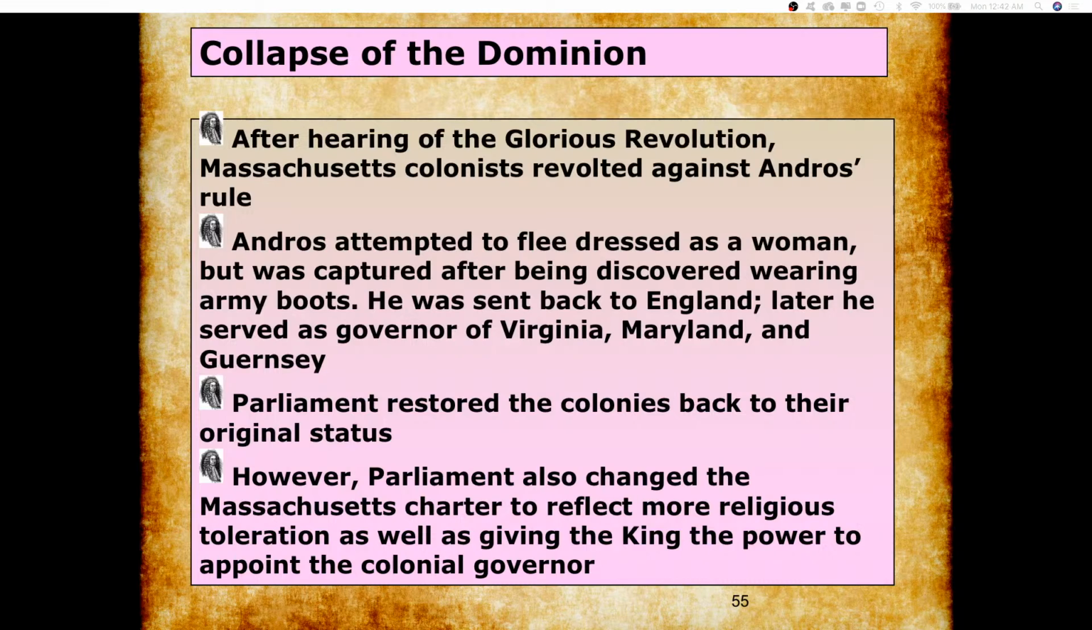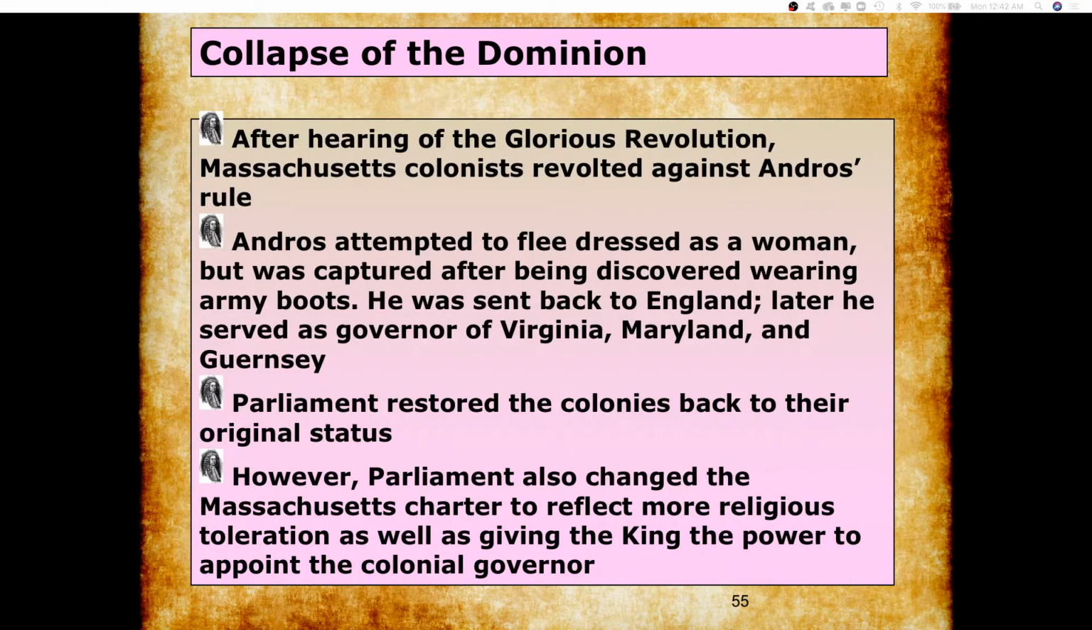against him. Edmund Andros has to flee for his life, dressed up as a woman, trying to escape. But he is captured because his army boots are kind of peeking out under his dress. I swear, guys, history sometimes. Like, really, we be doing this. So he's sent back to England. Surprisingly, they don't execute him, but he's sent back to England. And later he's going to serve as governor of Virginia, Maryland, and Guernsey.